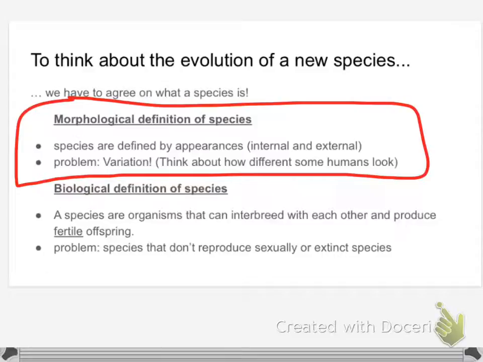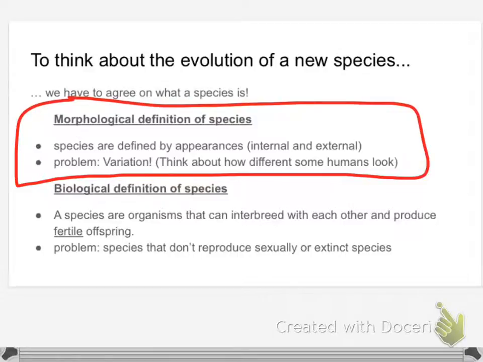So the biological definition of species was the next definition that came about. So these are both older definitions. Neither of these is totally the modern definition. So the biological definition of species was, if they can interbreed and they can have fertile offspring, they are a species. Easy enough. They can have a baby and their baby can have a baby. They're the same species, no matter how different they are.